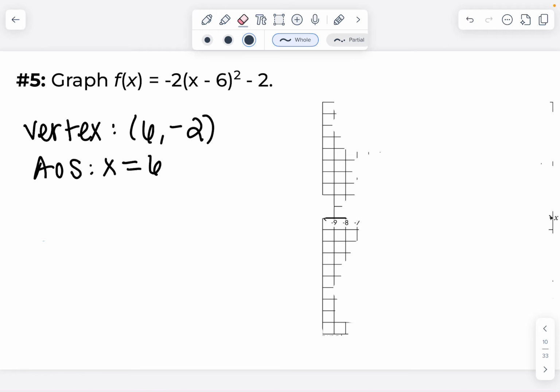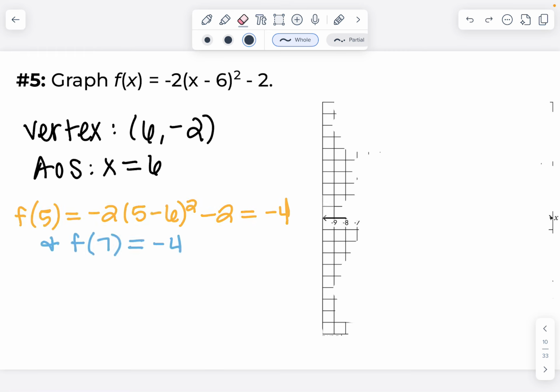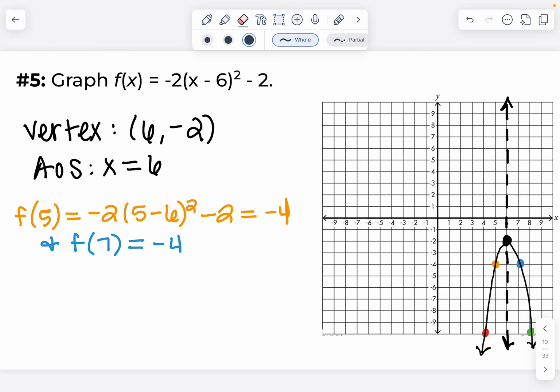Okay, so what I get for the vertex is (6, -2). Remember, I take the opposite of -6, which gives me that +6, and then I just take this value as it is. That gives me the vertex. My axis of symmetry is going to run through the x value of my vertex, so my axis of symmetry is at x = 6. Then I'm going to find some points, so I'm going to go ahead and unhide everything else.